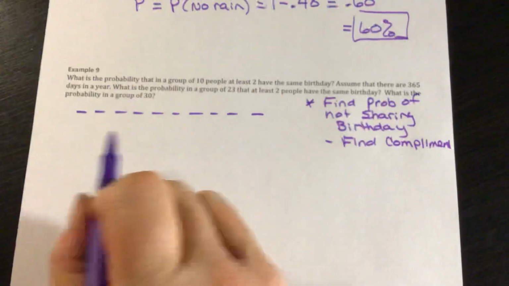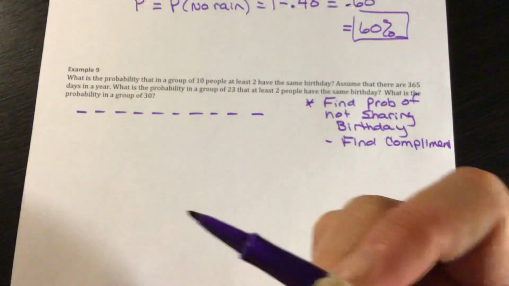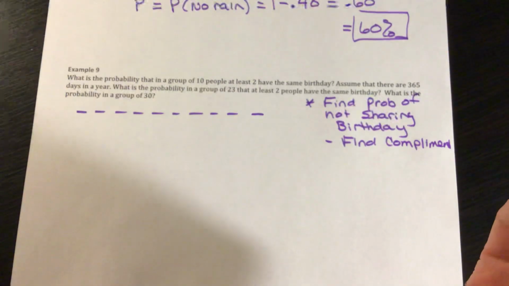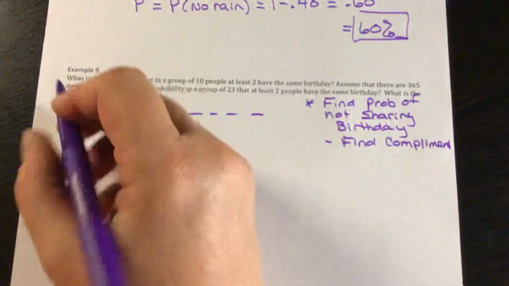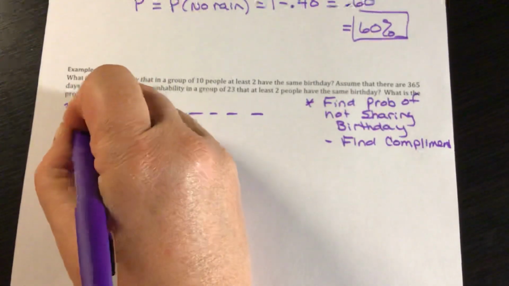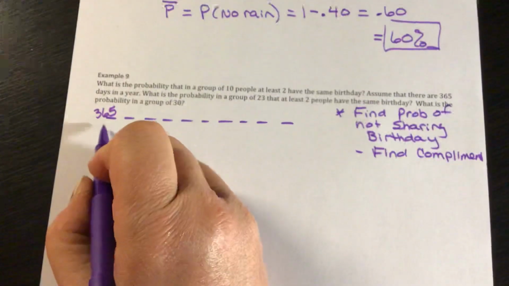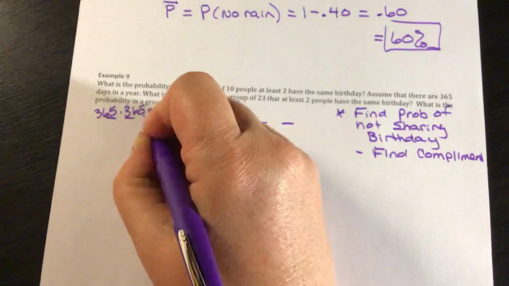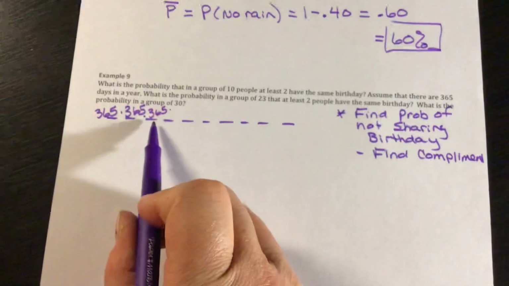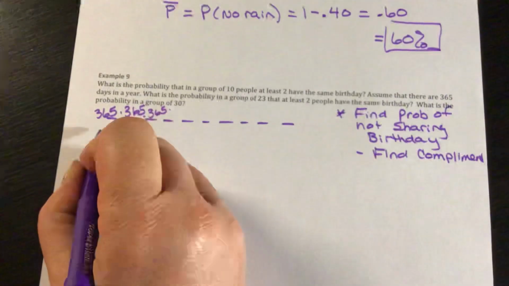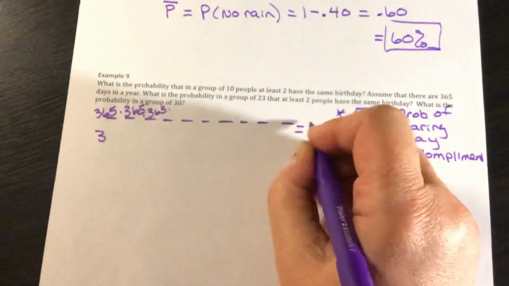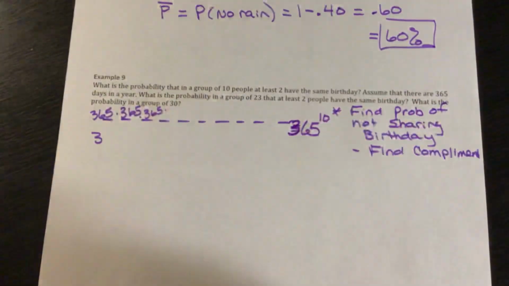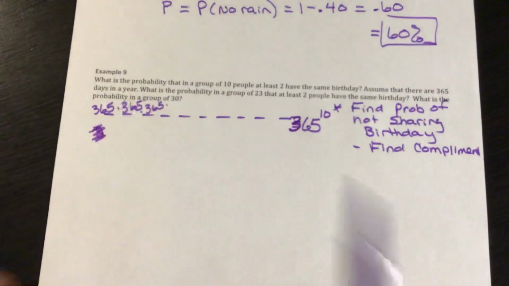All right, so if we have 10 people, and everybody can have a birthday out of 365 days in the year, there are 365 ways for the first person to have a birthday, times 365 ways for the second person, times 365 ways for the third person. So basically, this is 365 to the 10th power. That's the number of possible ways.